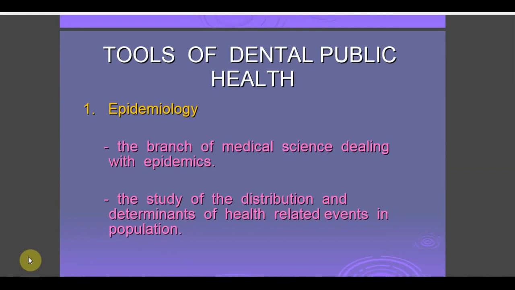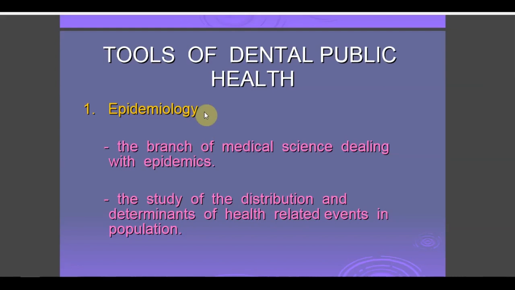So today's topic is tools of dental public health. What are the basic tools a dental public health section, or a public health dentist, should use? We have seen the tools of epidemiology, that is rate, ratio and proportion. So don't get confused. Dental public health is a very vast thing. The first tool of dental public health is epidemiology. The tools of epidemiology are rate, ratio, proportion. So these are the tools of a public health dentist that are mentioned here.